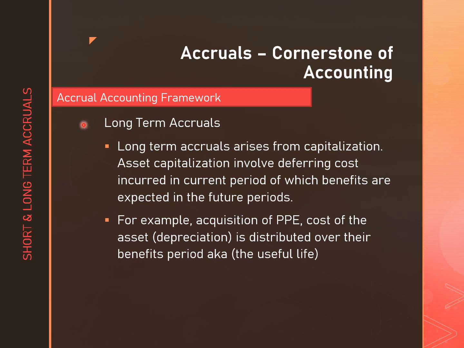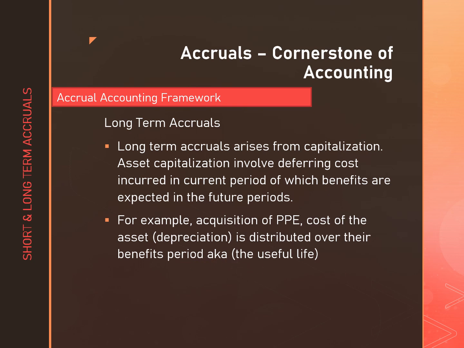The other category of accrual adalah the long-term accrual. So this long-term accrual arises from capitalization, such as asset capitalization that involves deferring costs incurred in the current period which benefits are expected in the future period. Yang ni macam bila you acquire asset, the cost of asset, which is the depreciation, is distributed over their benefit period, known as the useful life.